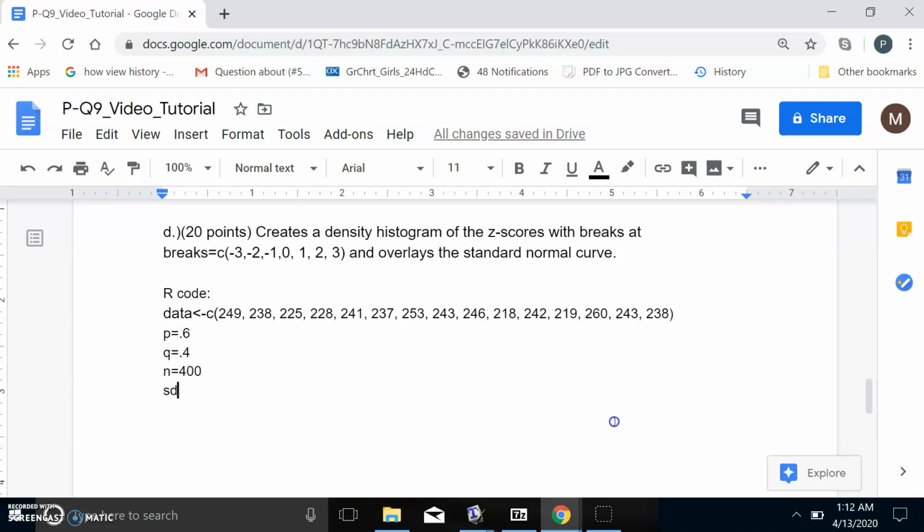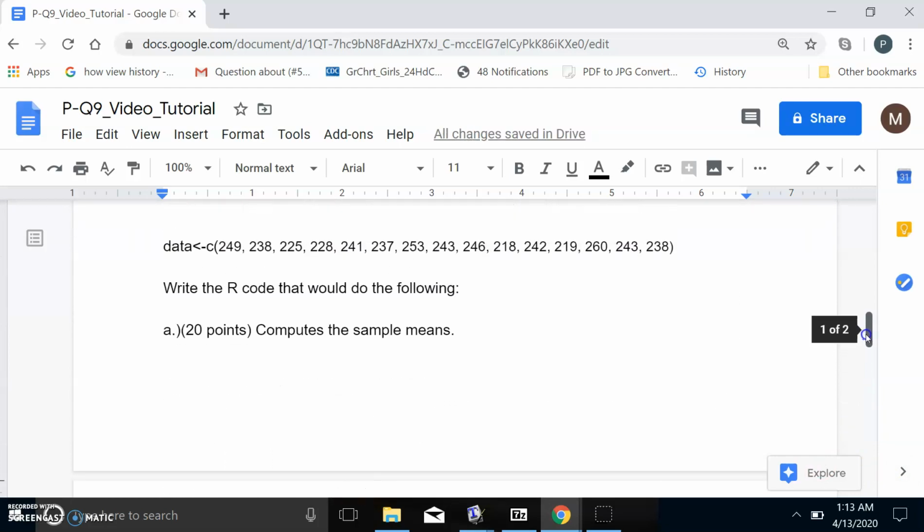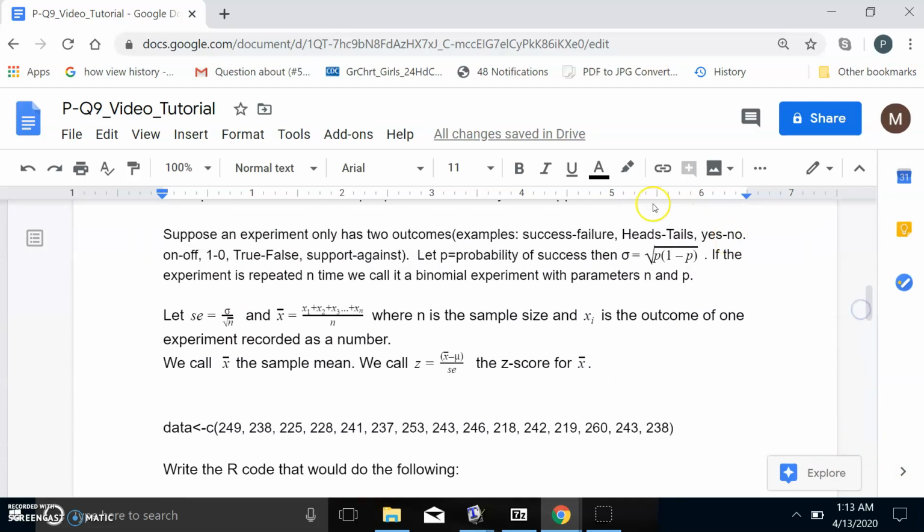So we're going to define that to be a square root, so in R you'd write that as SQRT, that's square root of P times Q. So that'd be our standard deviation. Again, I'm using this formula up here to find the standard deviation: square root of P times 1 minus P. 1 minus P I'm calling Q.